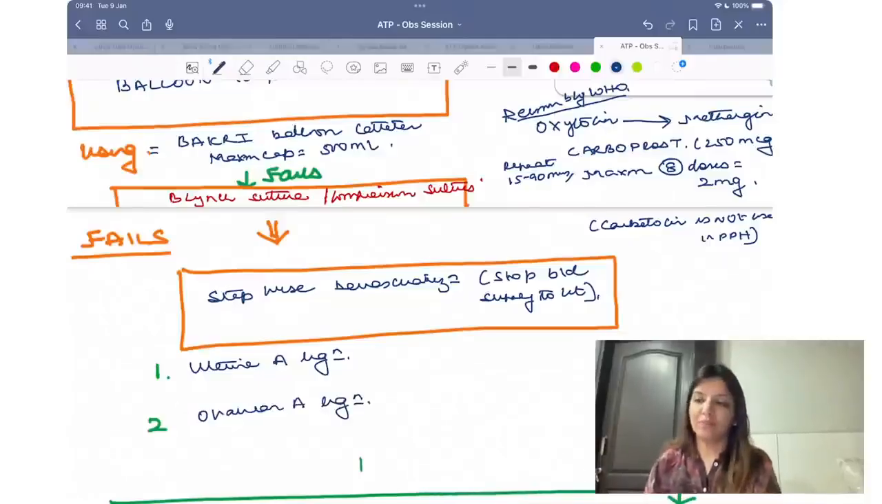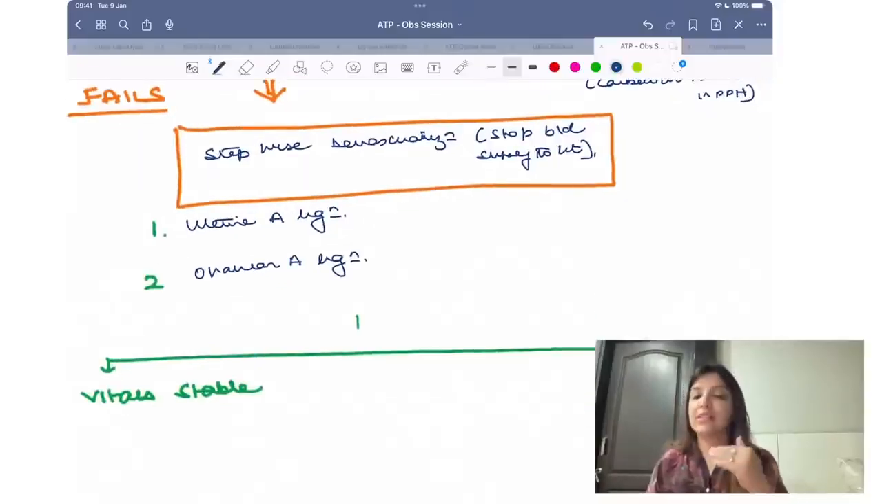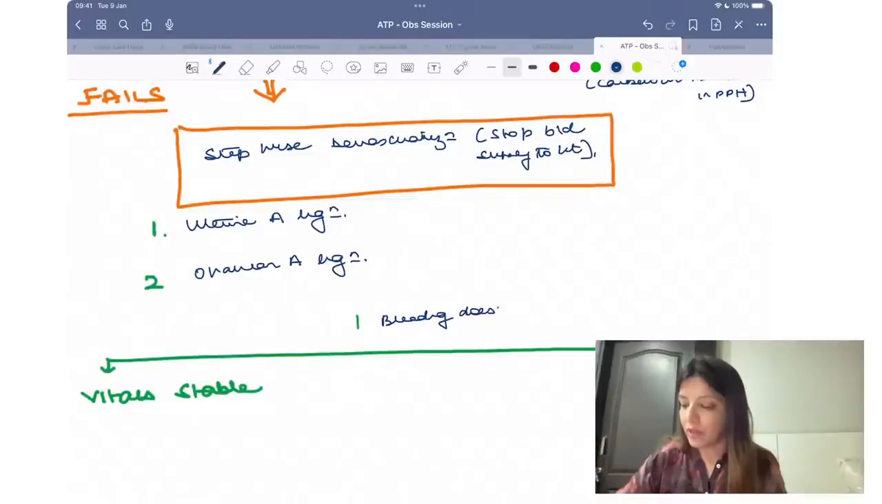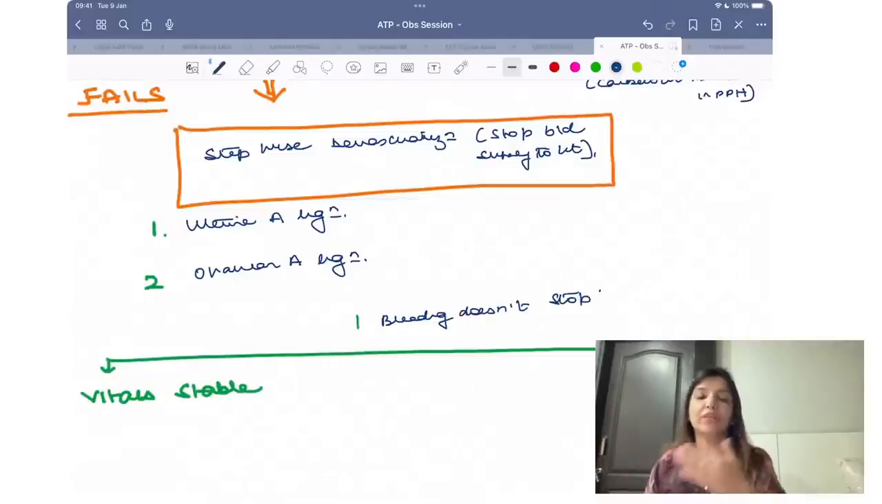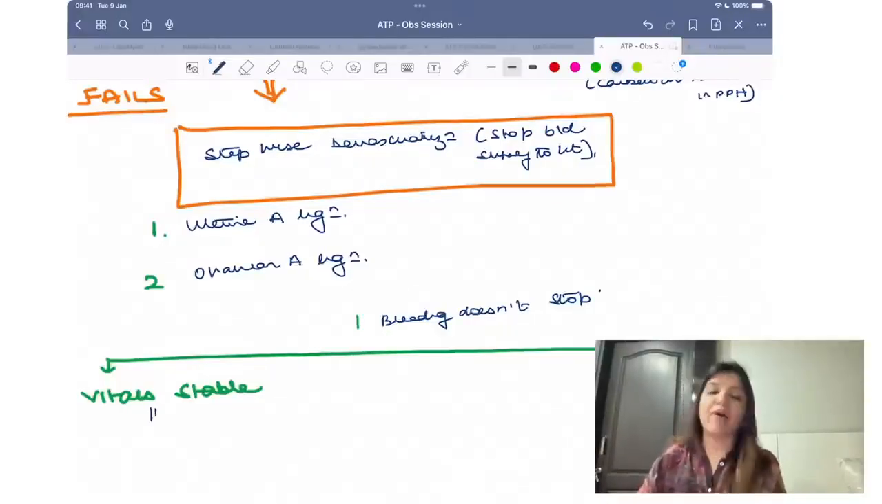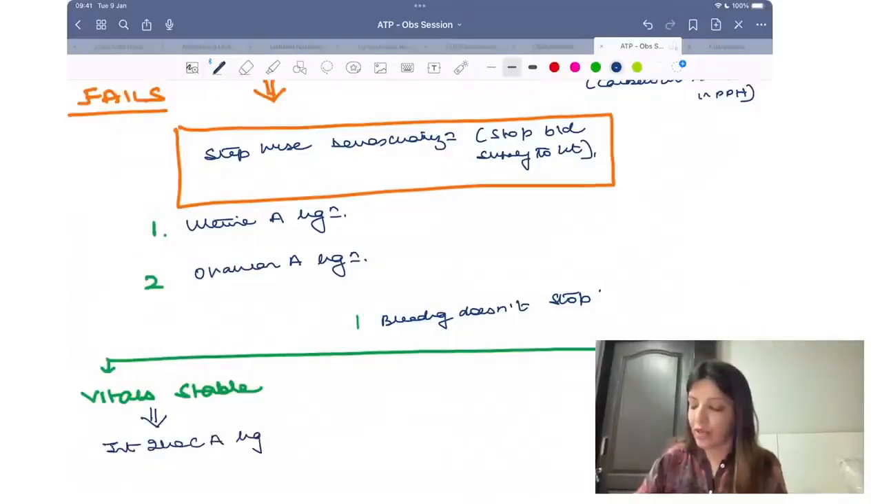Ovarian artery ligation. Right? Now, once I have done this and still the bleeding is not stopping, if the bleeding doesn't stop, then I am going to see whether the vitals of my patient are stable or not. If vitals of my patient are stable, I am going to go for internal iliac artery ligation.